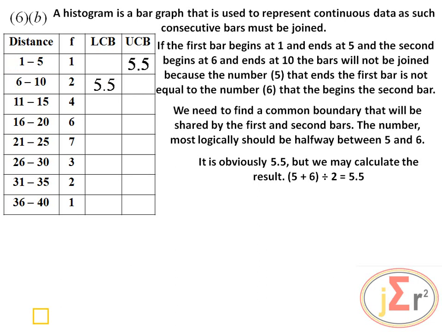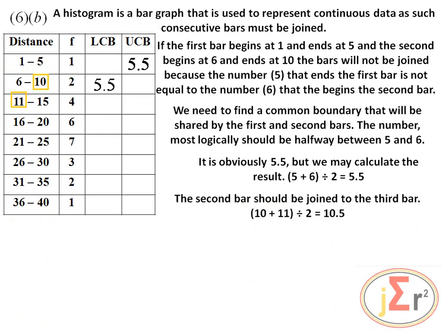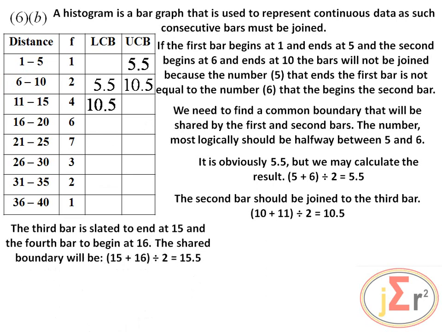And if we go down to the other bars, then what do we know? The second bar should be joined to the third bar. 10 plus 11 divided by 2 is equal to 10.5, and those will be the boundaries associated with the other bars that are required to be joined. Then we may make another step. The third bar is slated to end at 15 and the fourth bar to begin at 16. The shared boundary will be 15 plus 16 divided by 2, which is equal to 15.5.